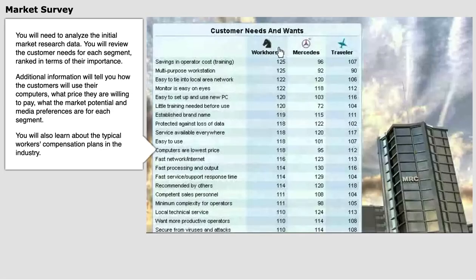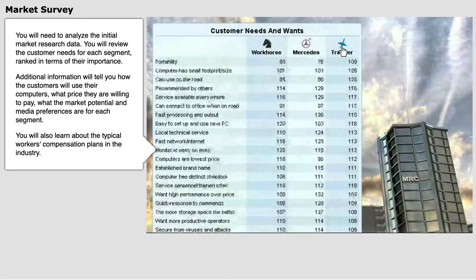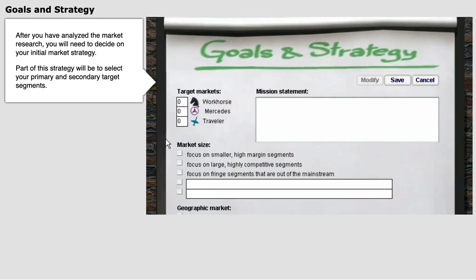You will need to analyze the initial market research data. You will review the customer needs for each segment, ranked in terms of their importance. Additional information will tell you how the customers will use their computers, what price they are willing to pay, what the market potential and media preferences are for each segment. You will also learn about the typical workers' compensation plans in the industry. After you have analyzed the market research, you will need to decide on your initial market strategy. Part of this strategy will be to select your primary and secondary target segments.